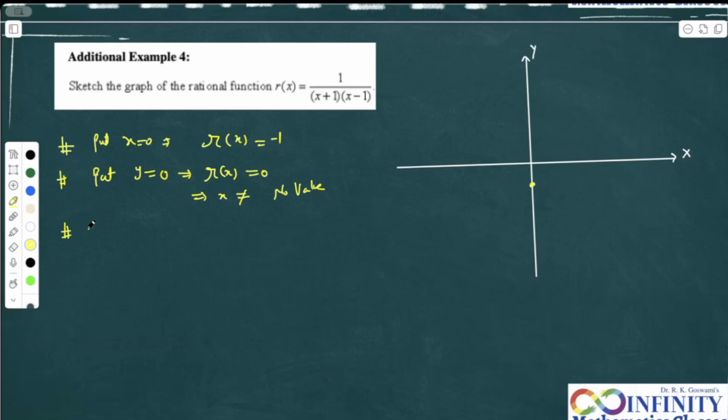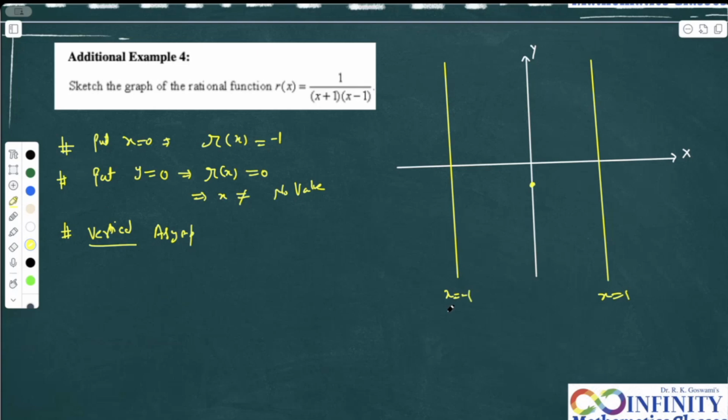Now, third point. Tell me the vertical asymptotes. x equals minus 1 and 1. Perfectly okay. So you told me there are two vertical asymptotes. One is going to be x equals 1 and one is going to be x equals minus 1. Please help me to identify the place where they will be.